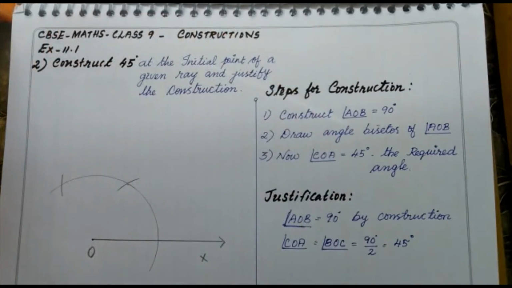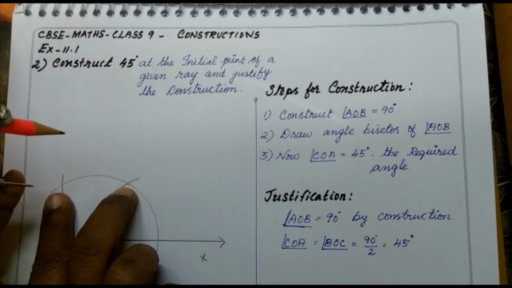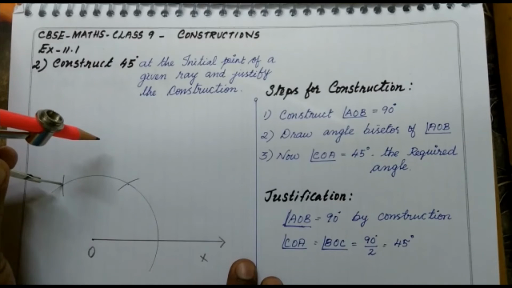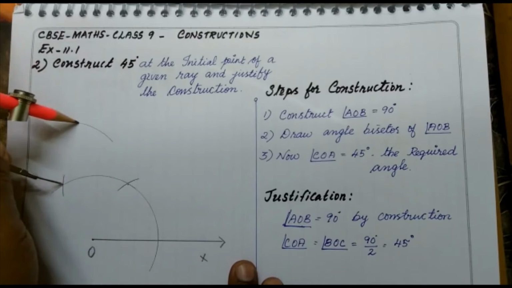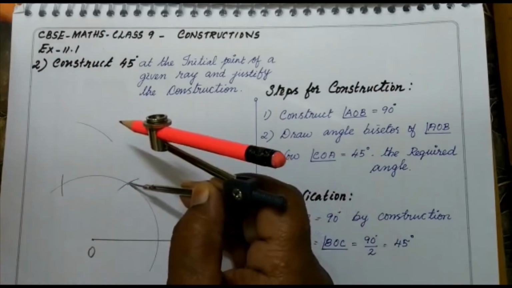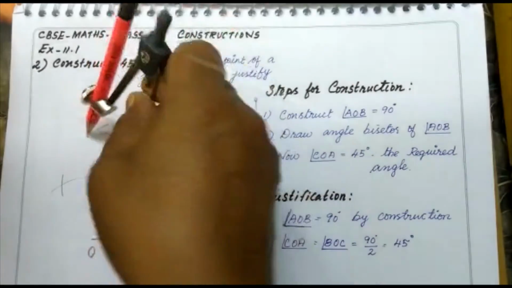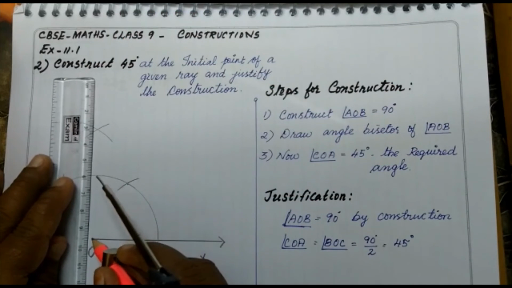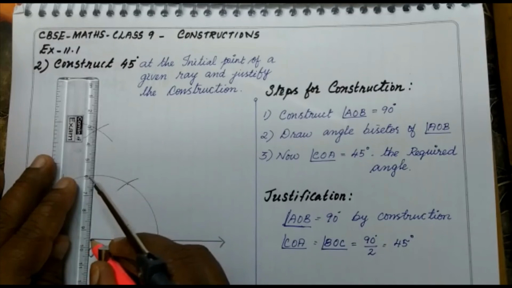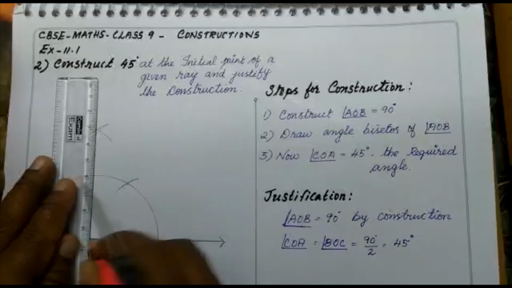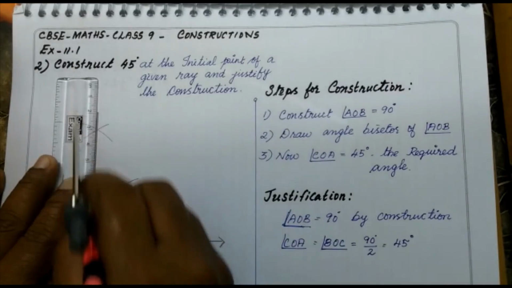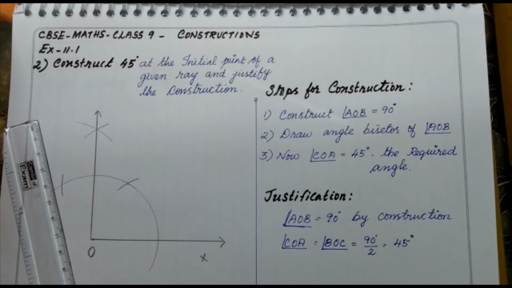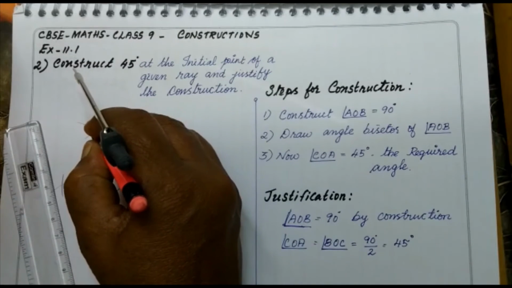Now, we all know you have to bisect this angle between these two points. Just keep it on point number 3, cut an arc. With the same radius, keep it on point number 2, cut an arc. You all know this is your 90 degree, right? 90 degree is constructed.